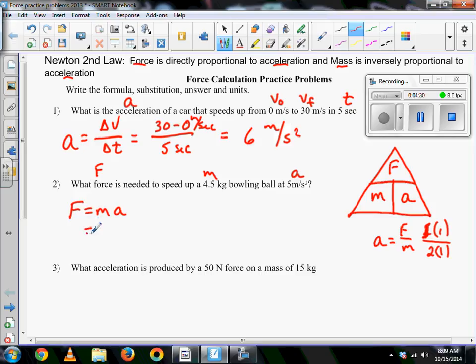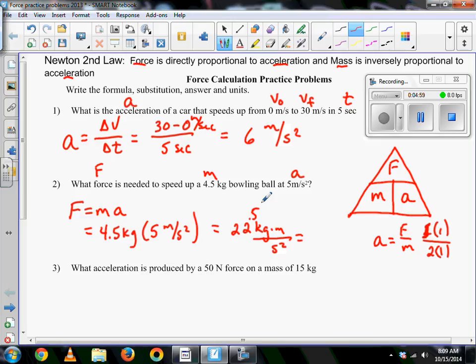So I'm now going to put my 4.5 kilograms in for M. I'm going to put the 5 meters per second squared in for acceleration. And 4.5 times 5 gives you 22, I think. And that comes out to kilogram meters per second squared. Now, that's just too big of a unit. 22.5? Thank you. 22.5, guys.